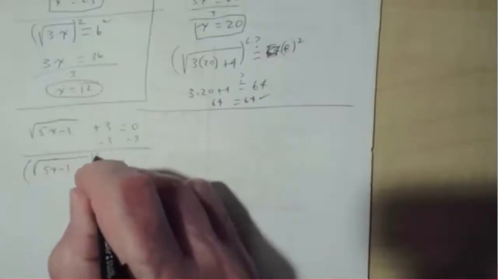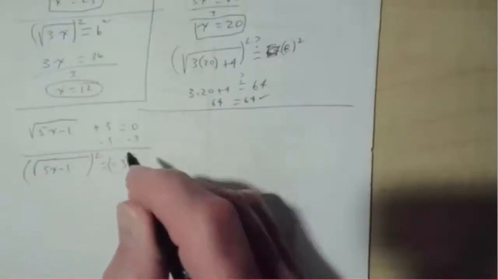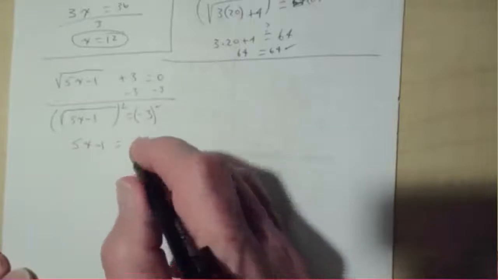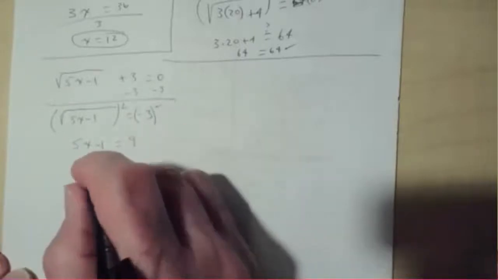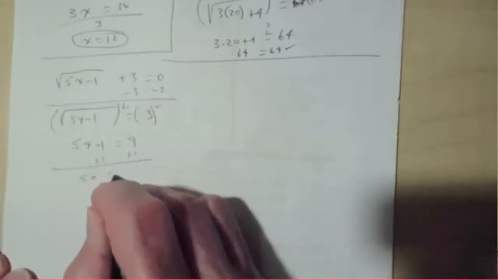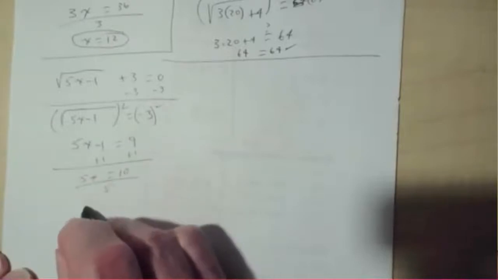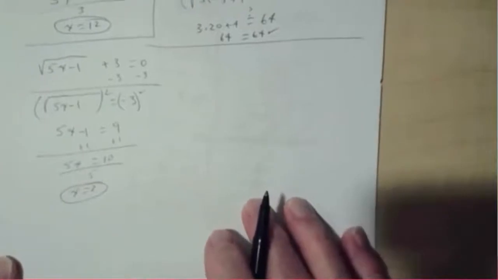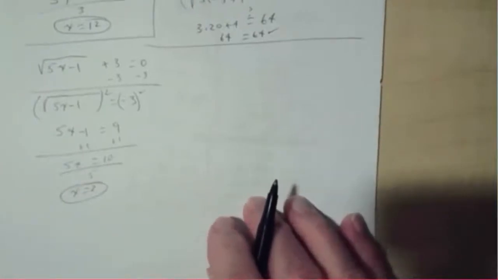And how do we get rid of the radical? We square it. I'm going to square that side also. And when you square this, the radical just goes away. So we have 5x minus 1 equals negative 3 times negative 3, which is a positive 9. Add 1 to each side. 5x equals 10. Divide by 5. X is 2.